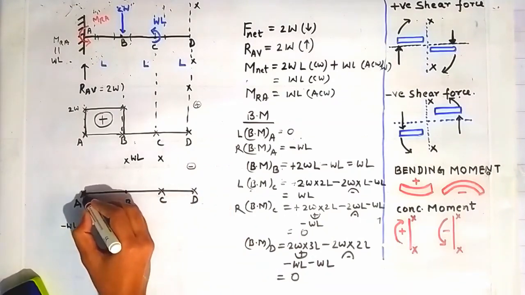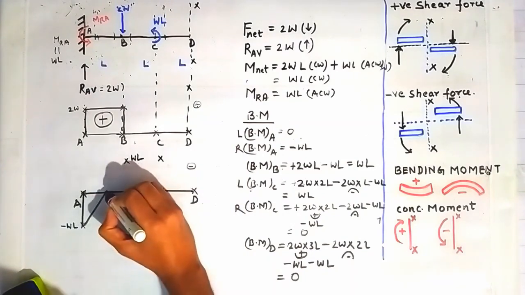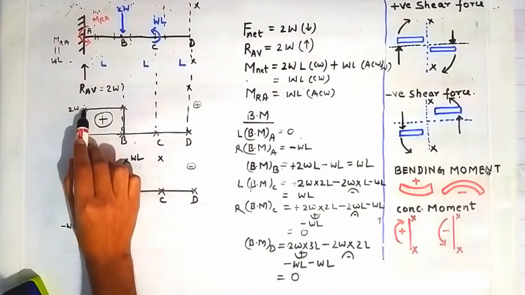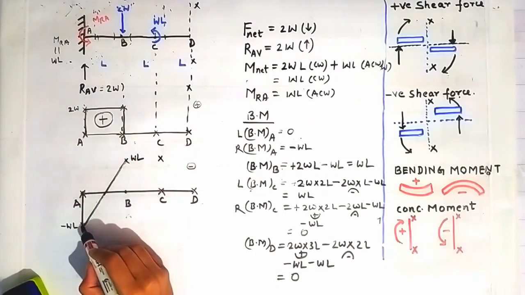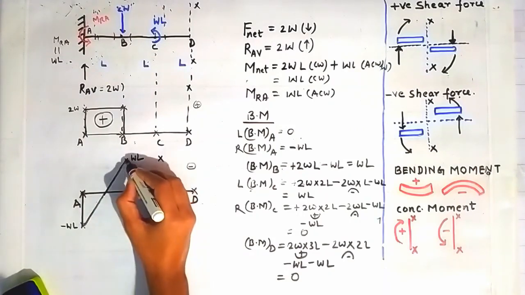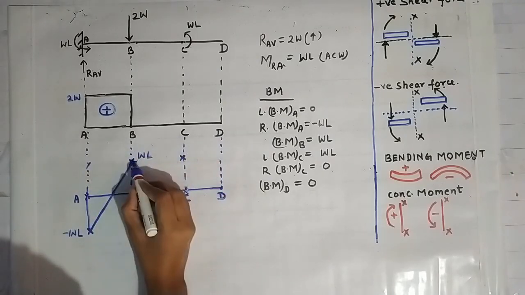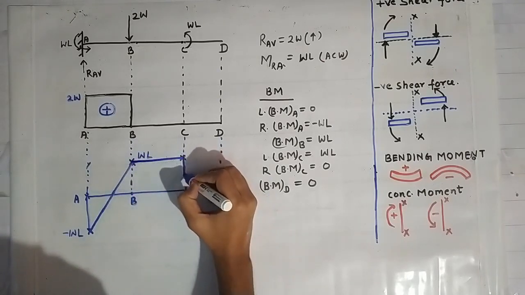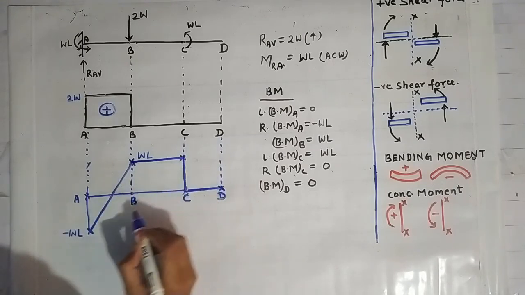So joining the first point with the second, and the second point with the third point with an inclined line. Why? Because between points A and B, the shape of the shear force diagram is a straight line, so the shape of the bending moment diagram will be an inclined line between points A and C. We will join this point B with this point C, that is the third point with the fourth point, and the fourth point with the fifth point, and the fifth point with this sixth point. So we will get the bending moment diagram.